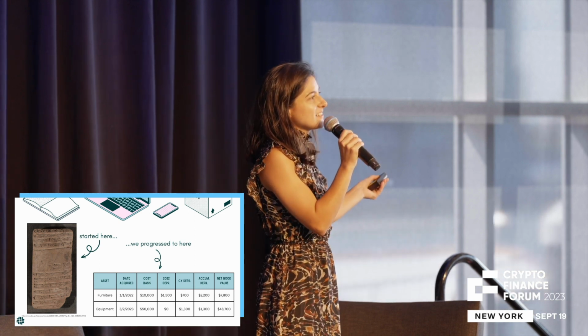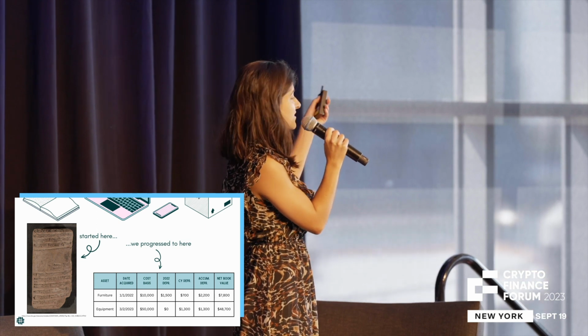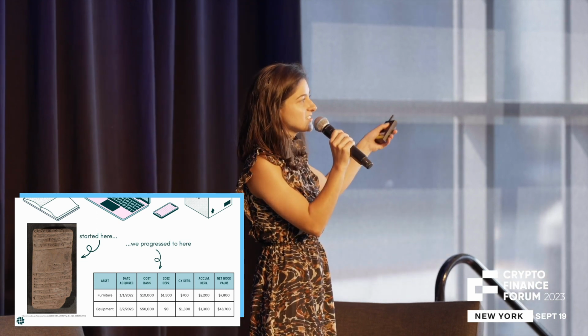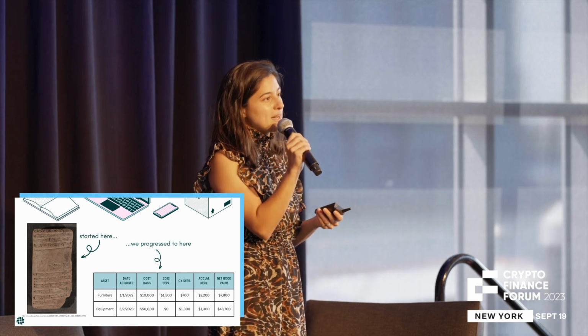And while this isn't exactly the modern roll forward schedule as we know it, it is showing the ins and outs of an asset, starting with the beginning balance. So let's say 0 barley, and we have all the asset movements, and you arrive at your ending balance.